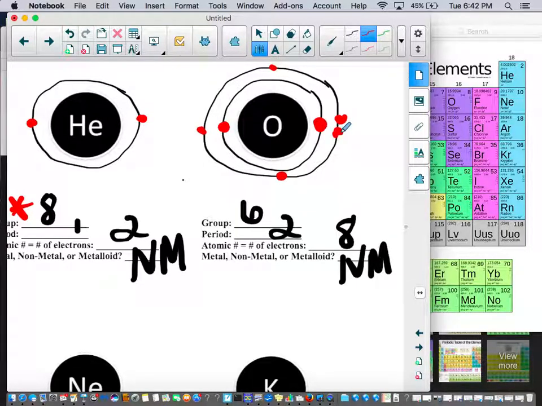5, 6. Okay, so I have 8 total now: 2 on my inside, 6 on my outside. We're going to double check. Group number is 6. That means 6 valence electrons. We should have 6 electrons in the outside shell. We have 1, 2, 3, 4, 5, 6. So oxygen is done correctly.